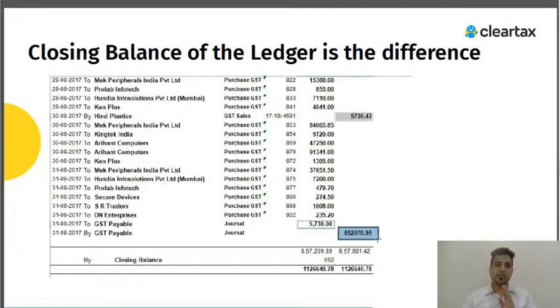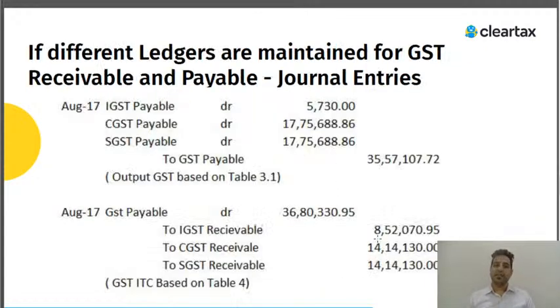And also, if you are using receivable and payable ledgers as different ledgers, for that you have to make this entry. There is not much of a change. IGST, CGST and SGST ledgers become IGST payable, CGST payable, SGST payable, and GST payable ledger is same. This GST payable ledger is the control account that should never have a difference. That is why all these entries that you are seeing should come only from GSTR-3B.